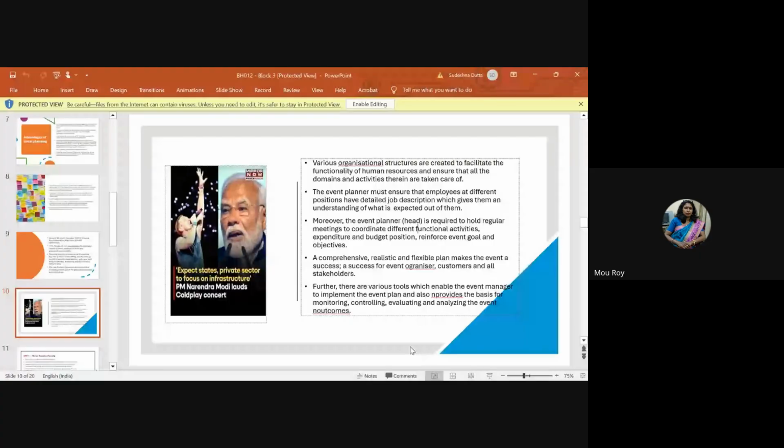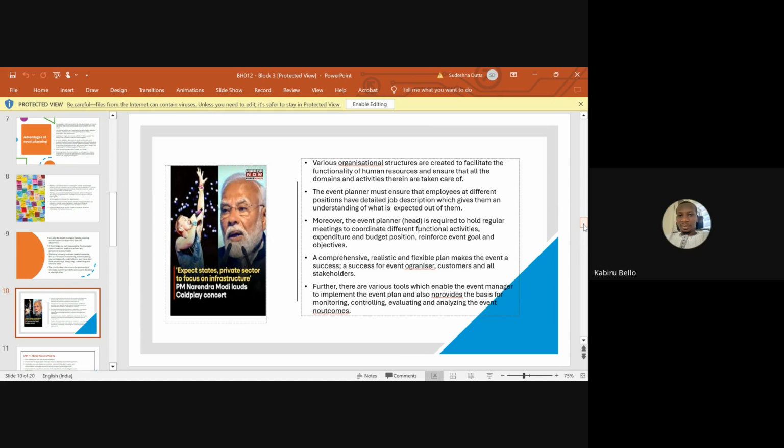Are you able to see it? Yes, I can see it. Is it visible? Yes, but it is the same slide, this is Modi's slide. Could you scroll down? Which slide is that? Slide 10. Yes, this is slide 10.